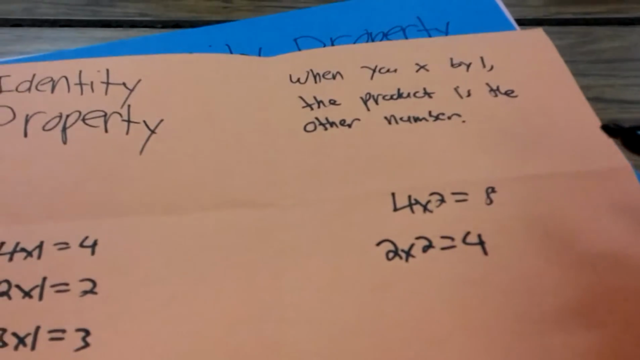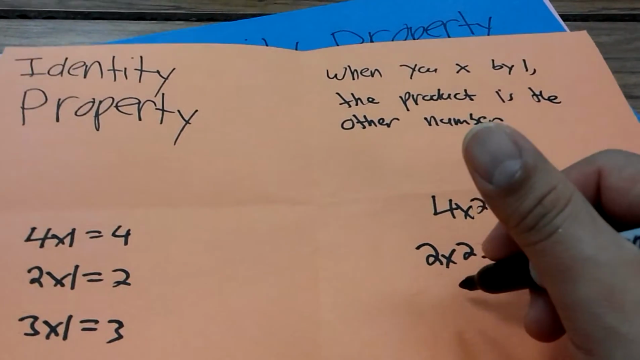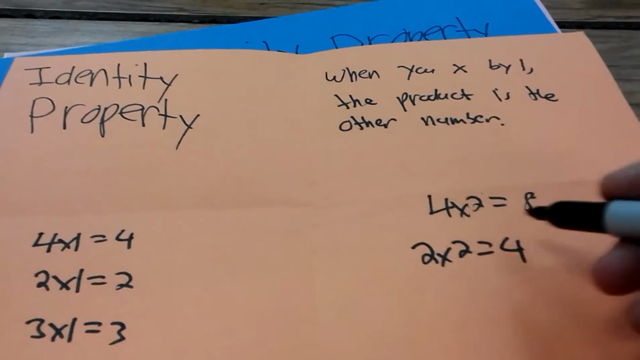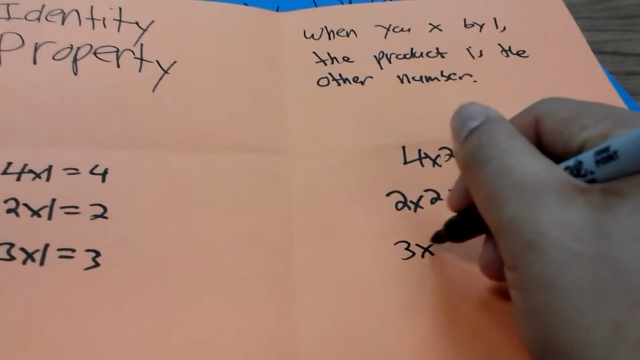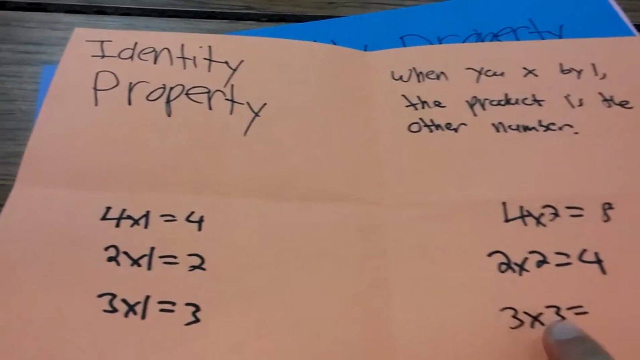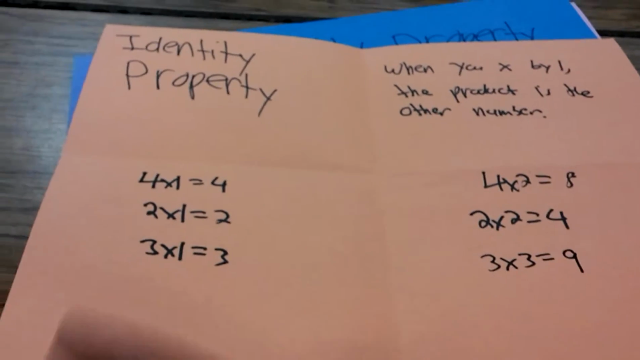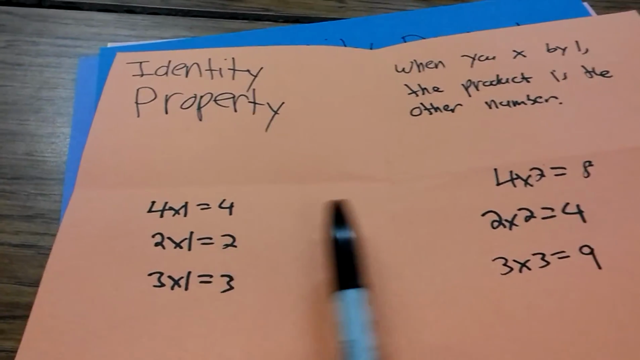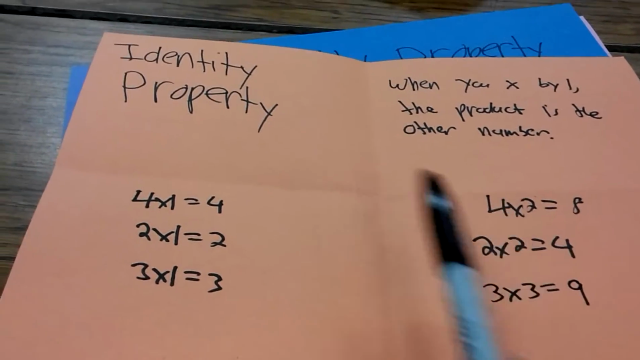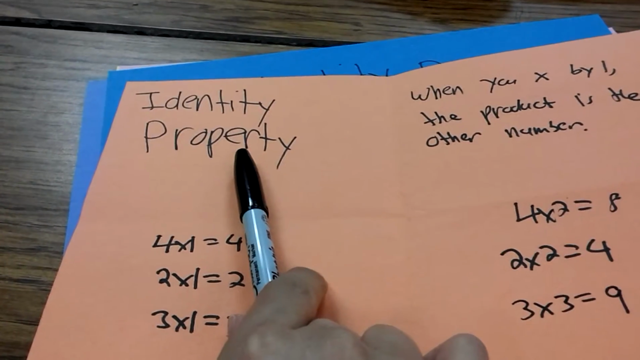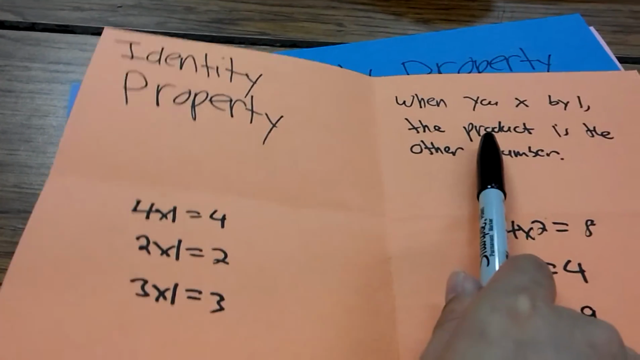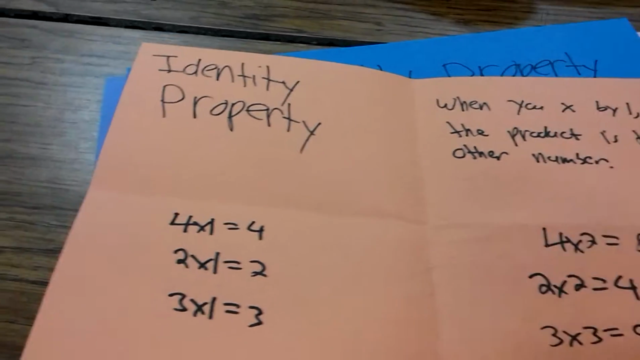My non-examples, 4 times 2 is 8, 2 times 2 is 4. What about 3 times 3? Here's another equation where I'm not multiplying by 1, and that's 9, okay? So I have 3 examples over here and 3 non-examples over here. My identity property, there's my vocabulary word, here's my definition, okay?